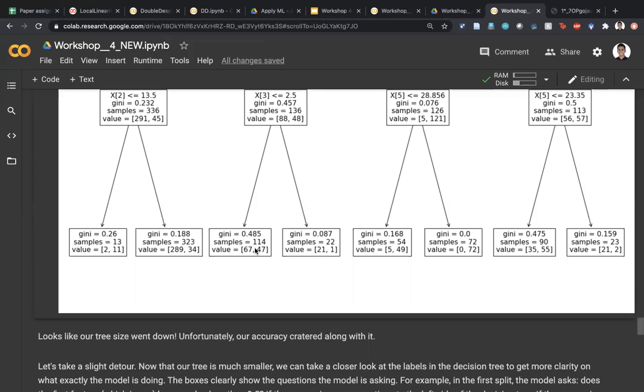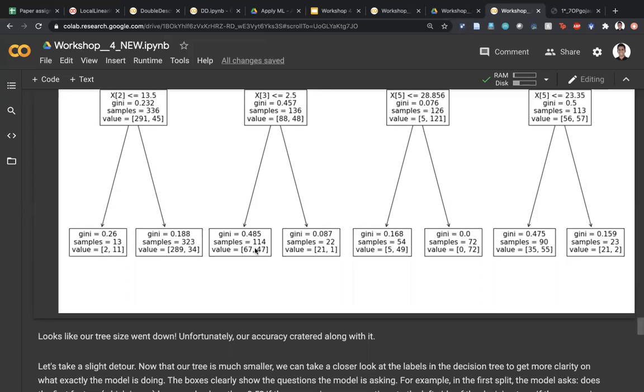Then you have boxes that aren't so good, like the one that's second from the right with a Gini value of 0.475 with a value of 35 and 55. That's a lot closer to a 40-60 split. So that's not as good of an answer that our decision tree is giving us.